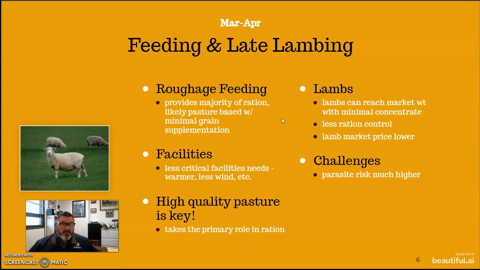Lambs actually will do a pretty good job of reaching market weight with very little concentrate if you've got great quality pasture. The downside, of course, is you have less ration control. So if you want to get an ionophore in them, it's quite a bit harder. And then the other downside is lamb price tends to be historically a bit lower there versus that early lamb period.